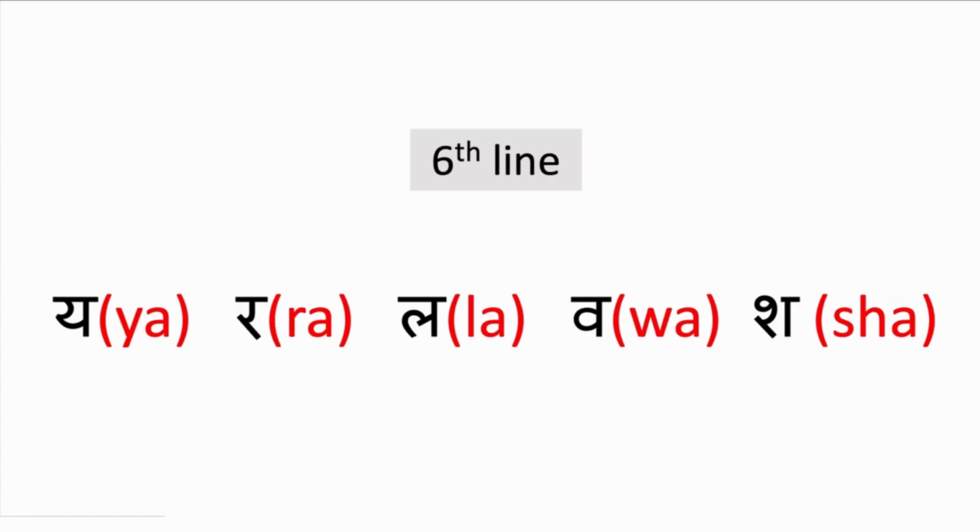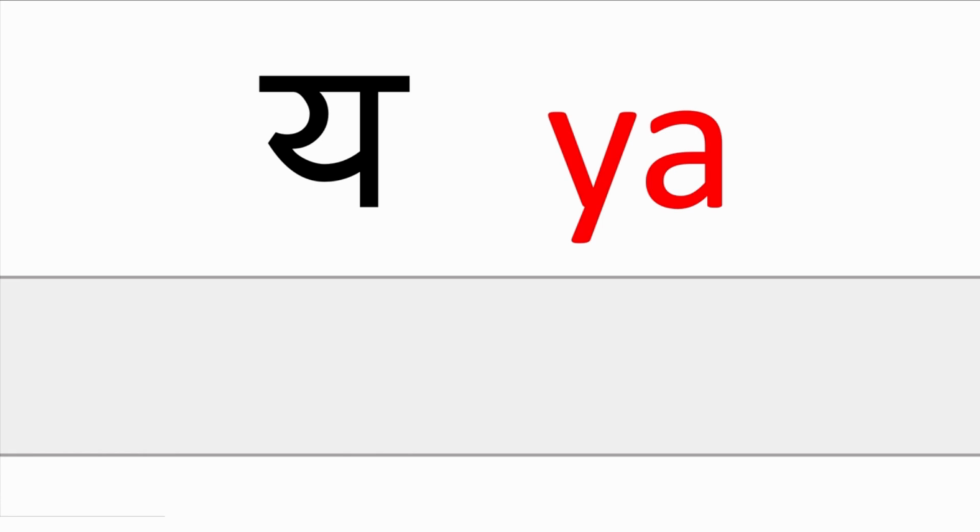Moving on to the next. Now we are in the 6th line. Please have patience, everyone. Now we are almost at the end of the consonant. The first consonant of 6th line is ya. Ya. Now let's learn how to write ya.